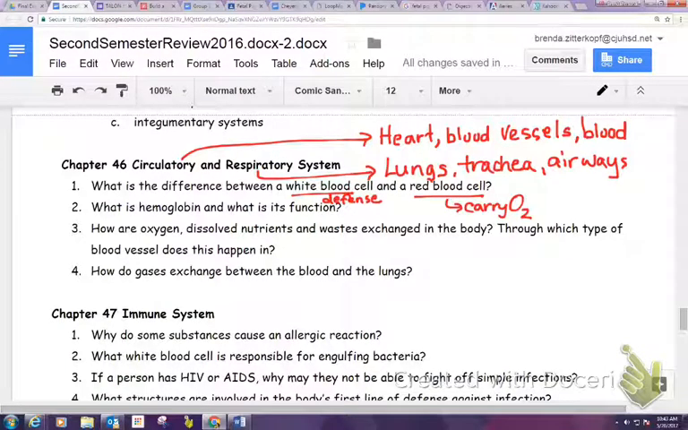White cells are carried by our bloodstream, but they're really part of our immune system.